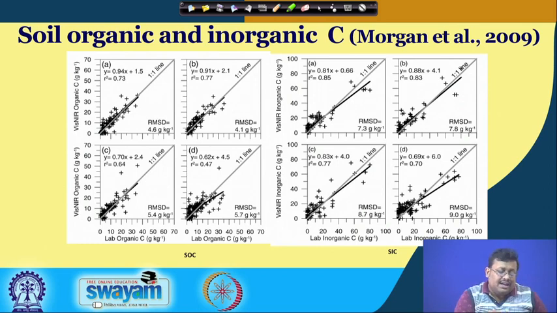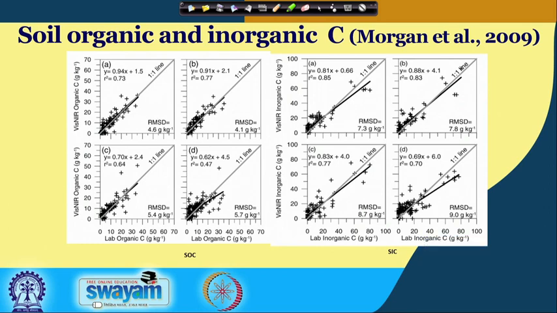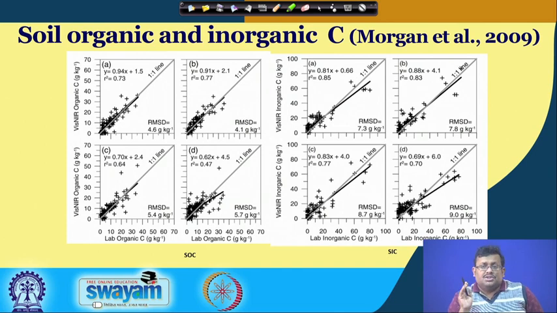You can see organic carbon can be predicted with an accuracy R square value of 0.77, that means 77% accuracy, and in case of soil inorganic carbon, you can predict it with an R square value of 0.85. So, that shows that this instrument can be used for predicting soil organic carbon and soil inorganic carbon without any consumables or without any chemical used.